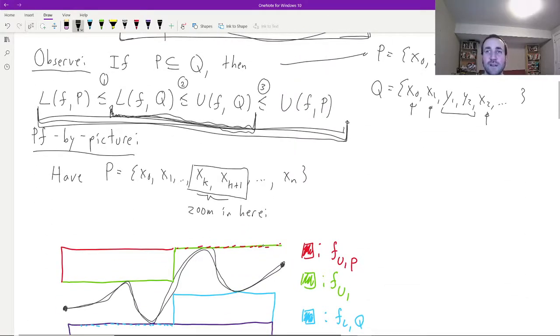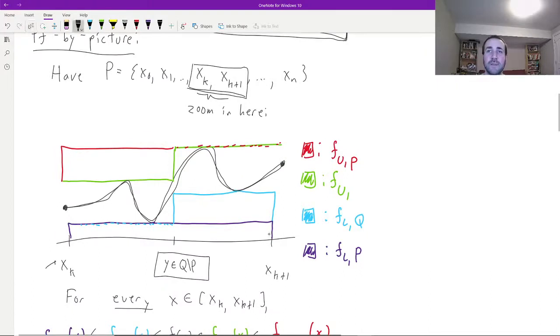So I'm going to do that. I'm just going to zoom in on two adjacent points, xk and xk+1, in the partition P. And so here's my picture. I've drawn the function f in black. I have my left-hand point of this part of the partition, xk, my right-hand point, xk+1, and then I've thrown in one point y that's in Q but not in P. Now, of course, I haven't said anything about how many points of Q are in here. You could have many points, not just one, but it's not going to change the following argument in any substantial way, and it makes the picture a lot harder to read, so I just drew one point.